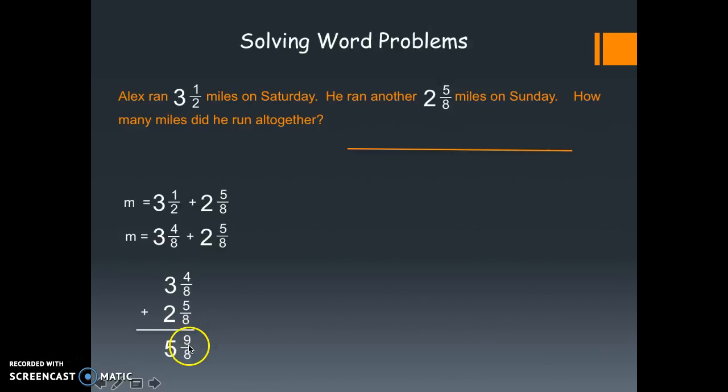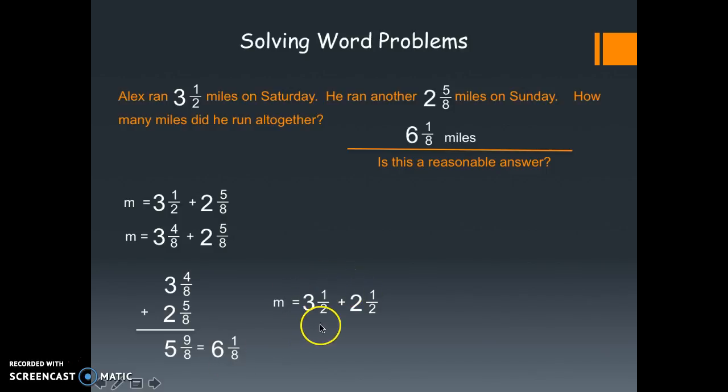Now, 9/8 is greater than 1. If I take 8/8 out of there and add that 1 over here, I'm going to end up with 6 and 1/8 left. So 6 and 1/8 miles would be my total. So is that a reasonable answer? Let's think about it.